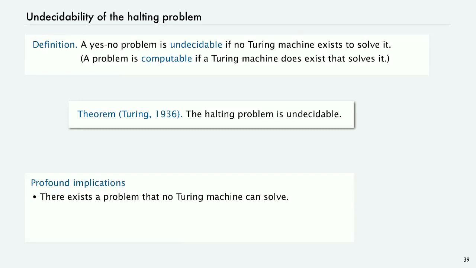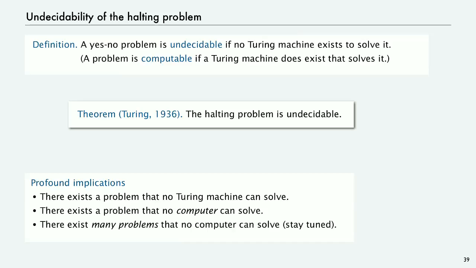First of all, that proves the existence of something that we can't compute. There's a problem that no Turing machine can solve. But because of universality, that means no computer at all can solve that problem. And what's worse is there are many, many problems that no computer can solve. And we need to understand this concept if we're going to be trying to solve problems with computers.